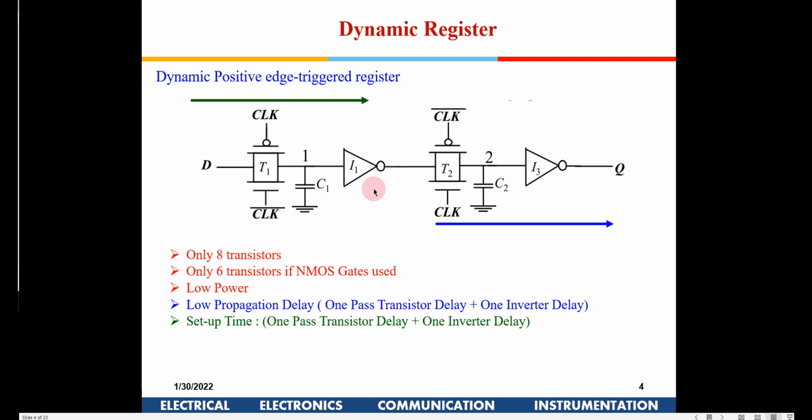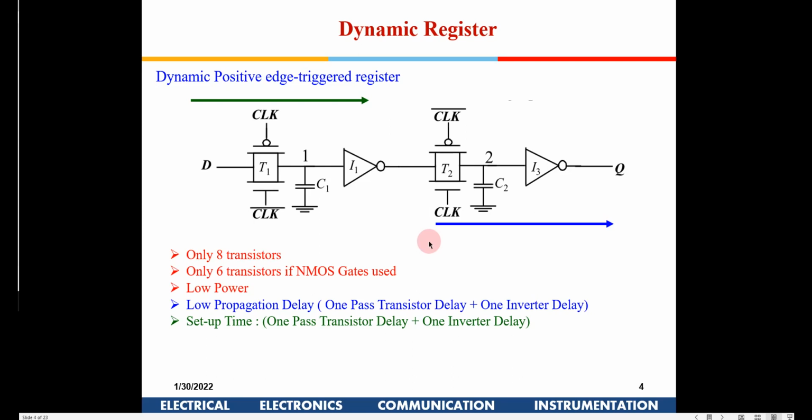Sir, I have a question on propagation delay. You said it's only one pass transistor and one inverter, but it should be two pass transistors and two inverters. If D is, for example, 1010, with every toggling, then we will get the one after four delays: a transistor delay and two inverter delays, and zero again after that.